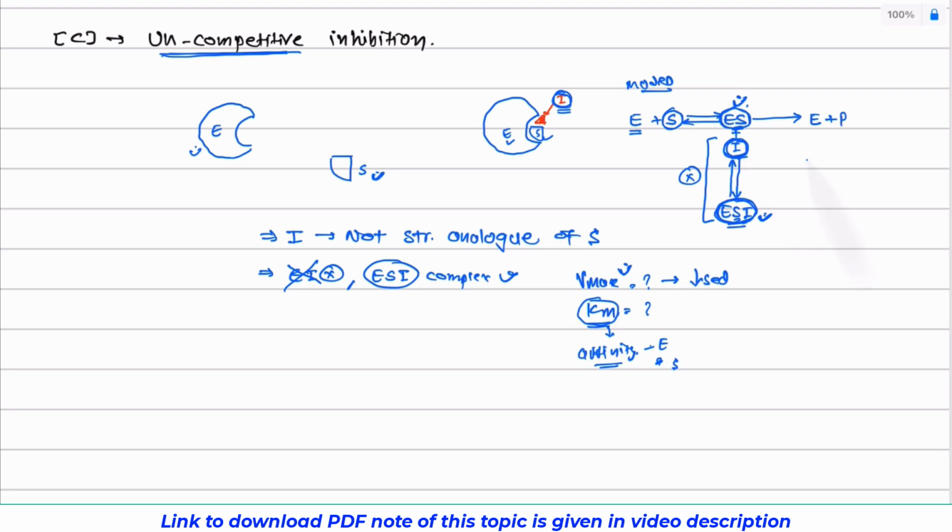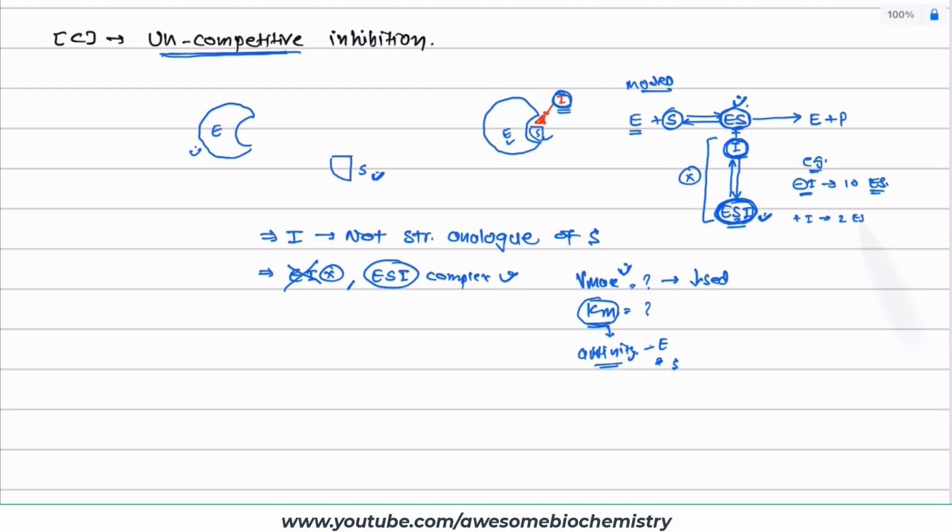See, let's try to understand by a hypothetical example. Suppose in the absence of inhibitor, there is no inhibitor, and let's say 10 ES complexes are there. But what will happen in the presence of inhibitor? Some of the ESI complex will be there. So let's say 2 ESI complex is there. But this ES complex will always be 10, right? So 2 plus 10, there will be 12 complexes in which substrate is bound with the enzyme. So as you can see, in the presence of inhibitor, 12 substrates are bound with the enzyme, whereas in the absence of inhibitor, only 10 substrates are bound with the enzyme. So it looks like the affinity is increased.